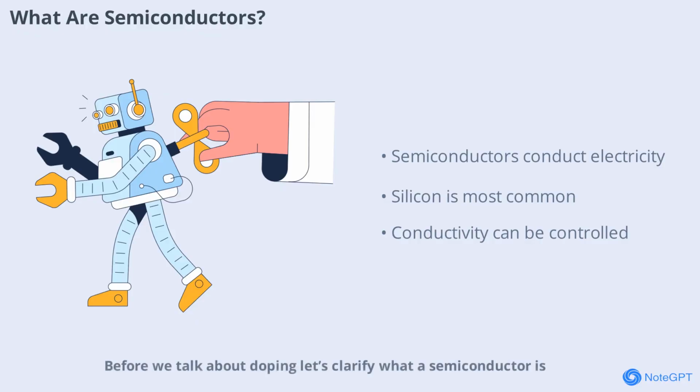Before we talk about doping, let's clarify what a semiconductor is. Semiconductors are materials that have electrical conductivity between that of a conductor like copper and an insulator like glass. Silicon is the most common semiconductor material. These materials are unique because their ability to conduct electricity can be precisely controlled. This property is what makes them so valuable in electronic devices. Now let's see how doping comes into play to enhance these properties.